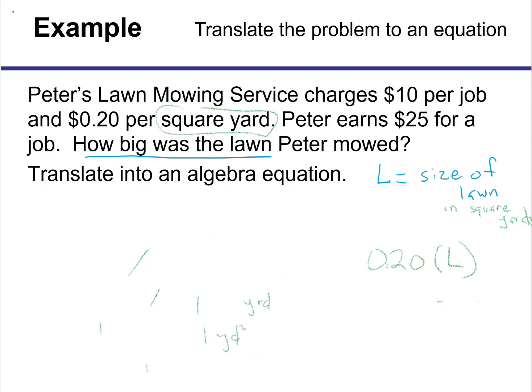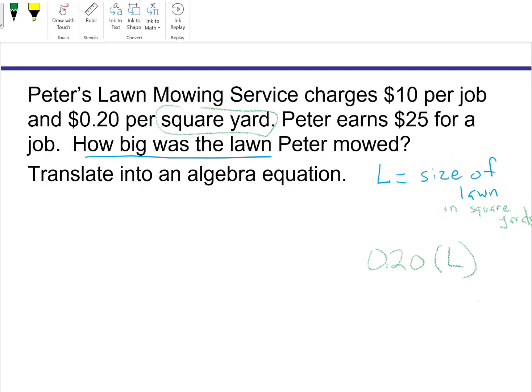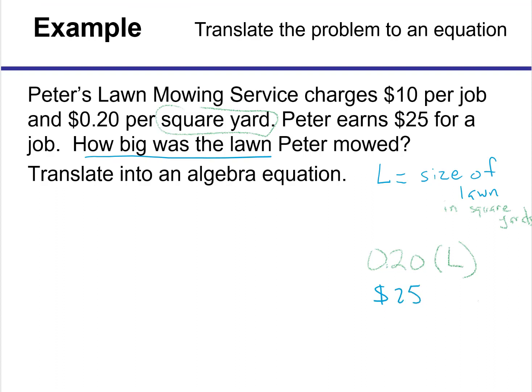Okay, so that's something that's going to play into the story and the equation. But there's more. Let's keep breaking it down, pour out all the pieces and start organizing the pieces here. There is another thing I see. It's talking about $25. Okay, Peter earns $25. What does that mean? For the whole job, that's his total pay.